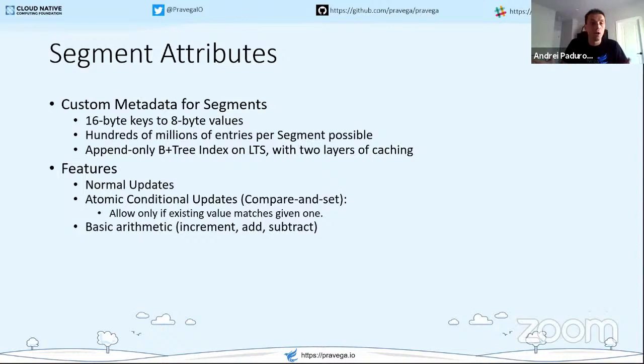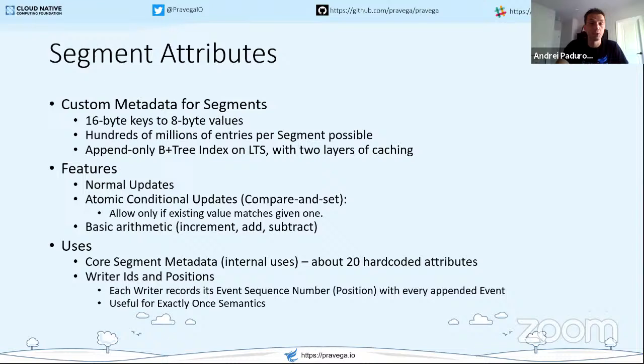On its own, such a conditional update doesn't make much sense, but we can combine this with segment appends. So when you append some data, some event to the segment, you can say, okay, append this and update this attribute if and only if the value of this attribute matches whatever it is right there. I'll tell you in a bit how this is useful. Another thing you can do is basic arithmetic. So you can increment, add, or subtract values from an attribute. And we do this to keep track of various metrics for segments, which are useful for our scaling process.